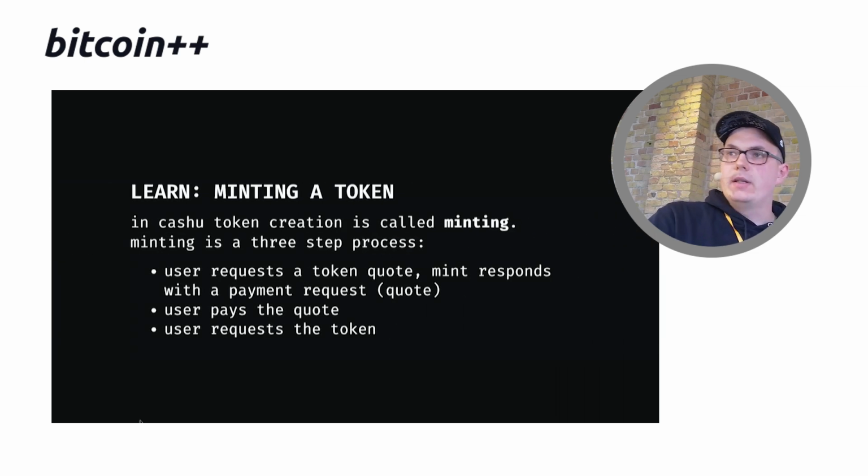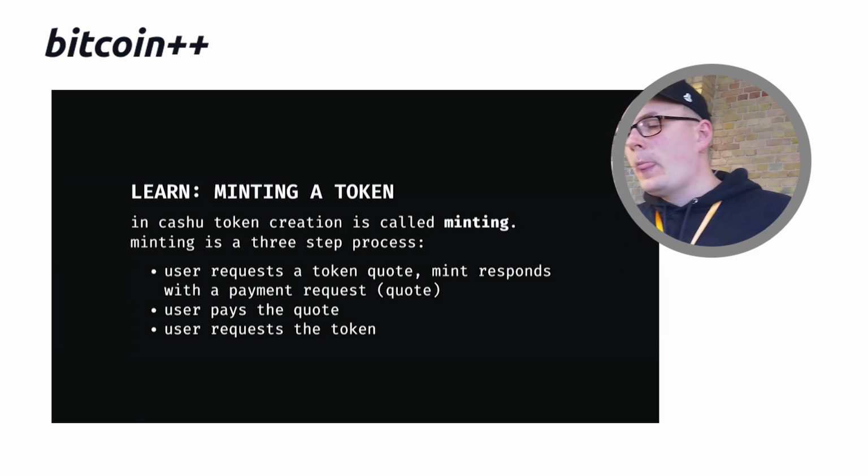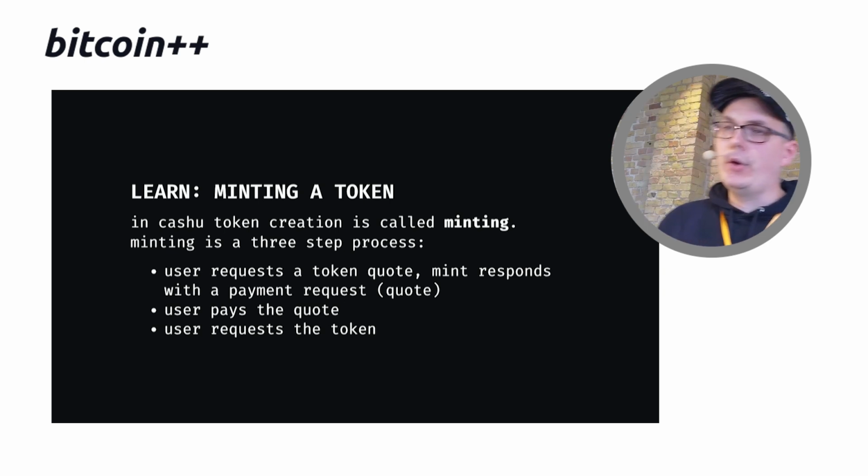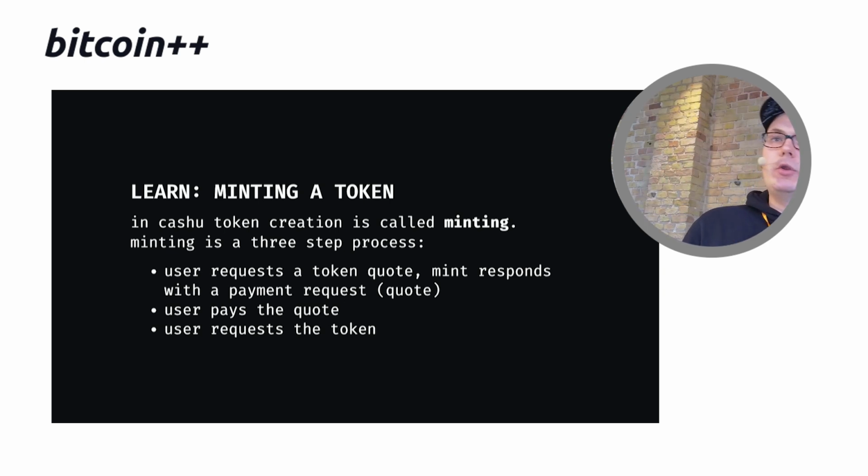So the next part is probably the most interesting part to everyone here, is minting a token. In Cashu, when we create a token, that's what we call minting. And minting is a multi-step process, actually. When you want to mint a token, you go to the mint, say, hey, I want to mint a token for a specific amount. And the mint returns something which we call the quote.